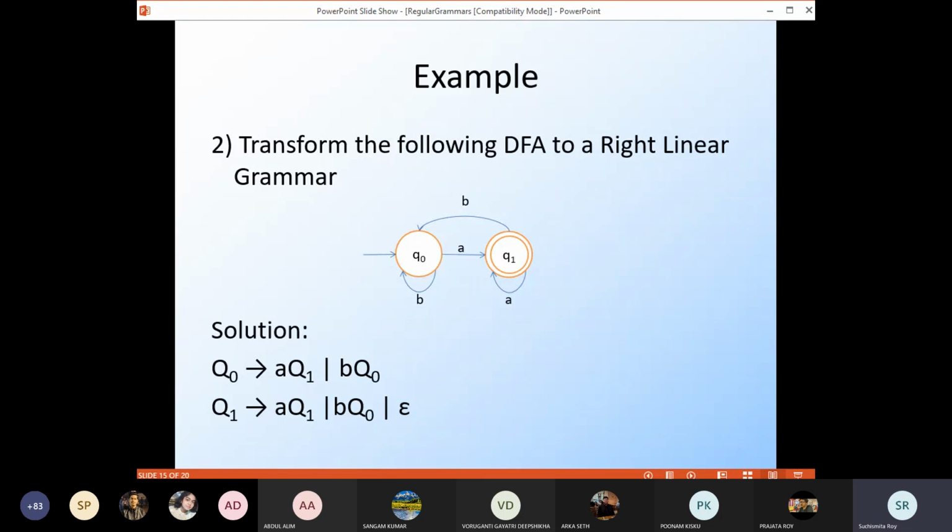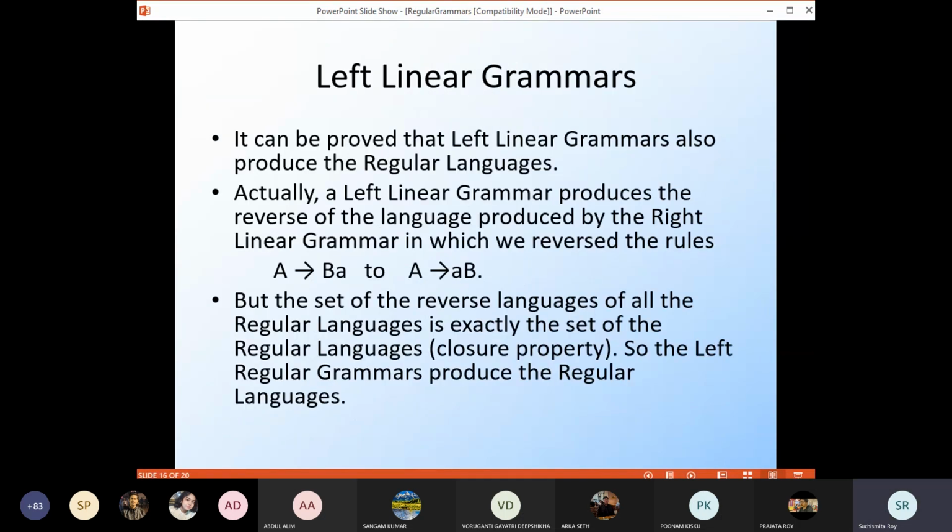Meanwhile, I'll have to proceed because I'm running short of time. I have to proceed to left linear grammars. Till now we have discussed right linear grammars. Right linear grammars are slightly more convenient to use because you can directly convert the finite automata to right linear grammars, and so on. But left linear grammars also express the same set of regular languages. And actually you can prove it theoretically using the closure properties.